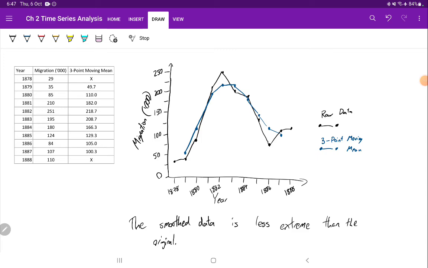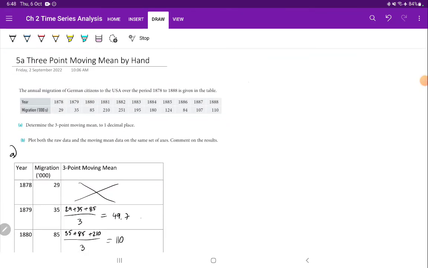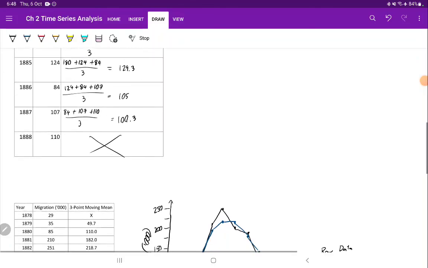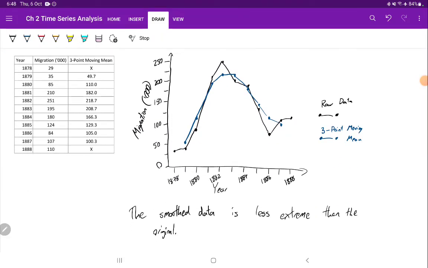Like on weekends, maybe more people get tested so that they go along and then they become a number. But then during the weekdays, they want to go to work because they want the money. So you can just kind of smooth out all of that human behavior into what's actually going on. Alrighty, so that's the 3-point moving mean. It's not very hard. It does take a bit of time, especially if you've got large data points, but if you take it slowly and steady, you can all do it.